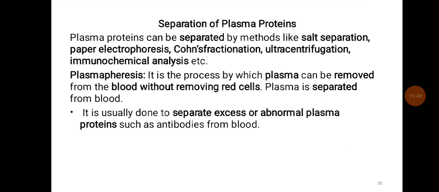So this is in brief about the blood, its function, and the plasma proteins and their important functions. Thank you.